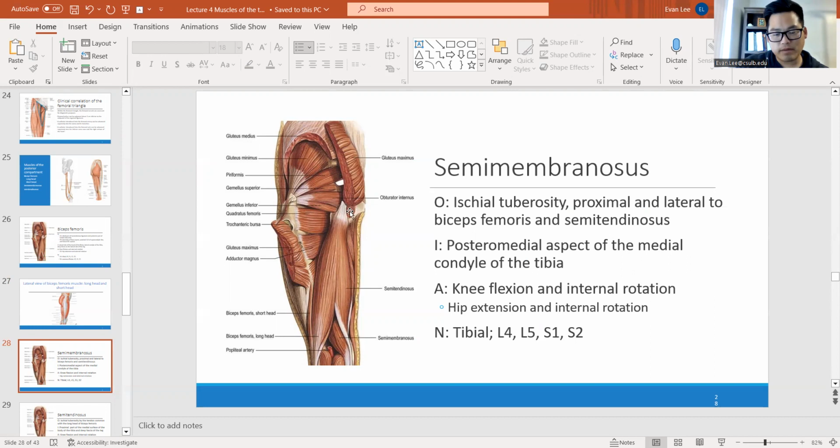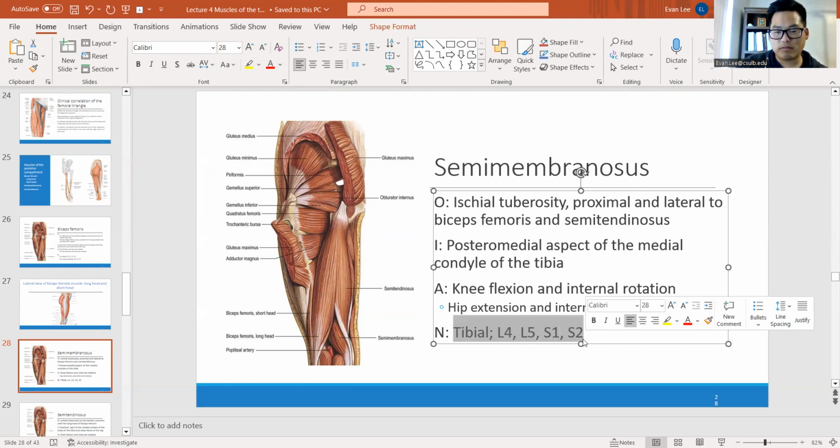So the semimembranosus is going to go to the medial side of the tibia, and being that it goes across the hip and knee joint again, this is going to help with hip extension, knee flexion, and then internal rotation of both knee and hip. So this one is like most of the muscles of the posterior compartment, where it's innervated by the tibial nerve with roots L4, L5, S1, and S2.